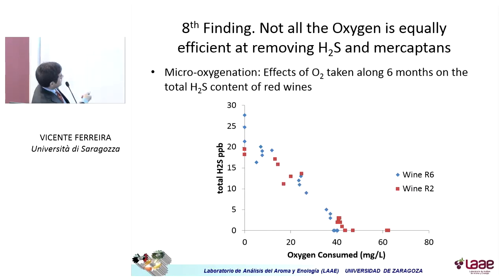You see that micro-oxygenation perfectly removes total hydrogen sulfide, but you have to wait quite a long time and to reach nearly 40 milligrams of oxygen per liter.